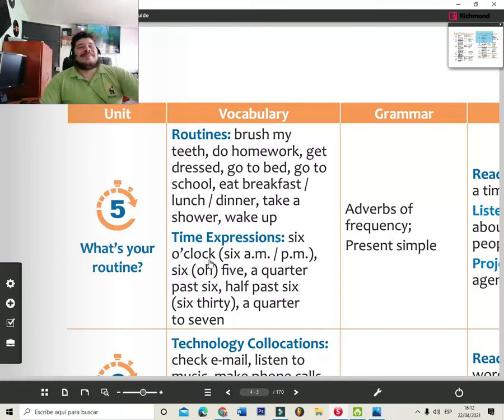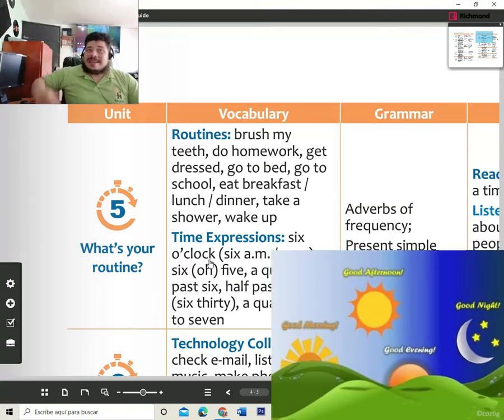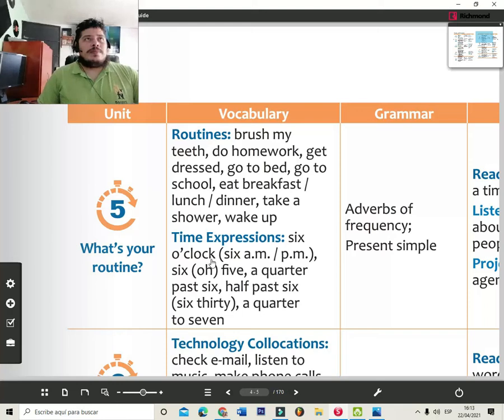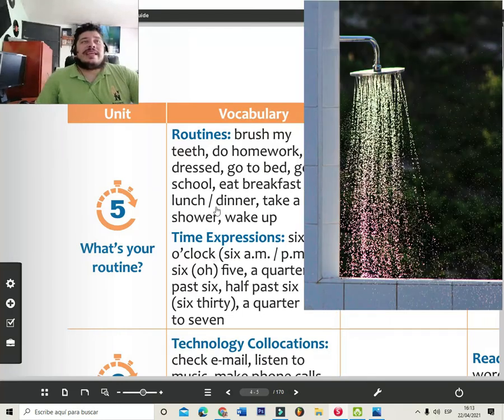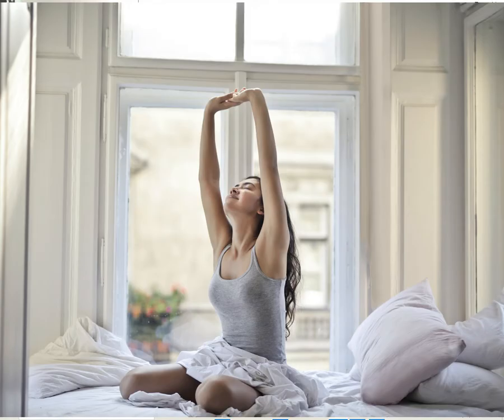Go to school, G-O, go, T-O, school, S-C-H-O-O-L. After that we have eat, and for eat we have 3 expressions, okay? Eat breakfast in the morning, eat lunch in the afternoon, and eat dinner, that is at night. Remember, in the morning, in the evening, at night. Okay, then we have take a shower, T-A-K-E, take, shower, S-H-O-W-E-R, take a shower. And finally we have wake up.